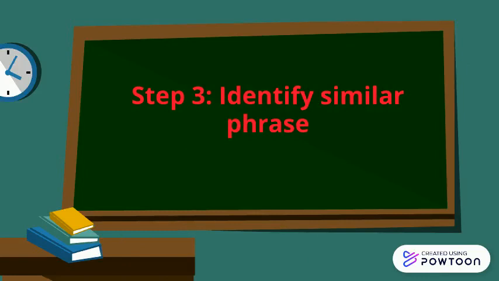Okay, so now we look at step 3, which is identifying similar phrase. This step can be used when you need to answer questions where certain parts of the questions are missing. So you find the same phrase from the question in the reading text to find the missing parts.